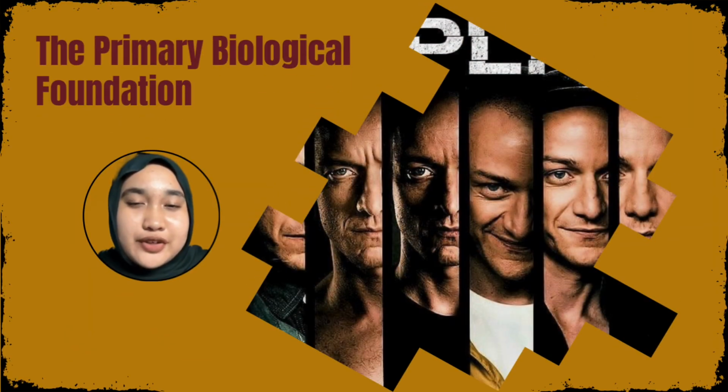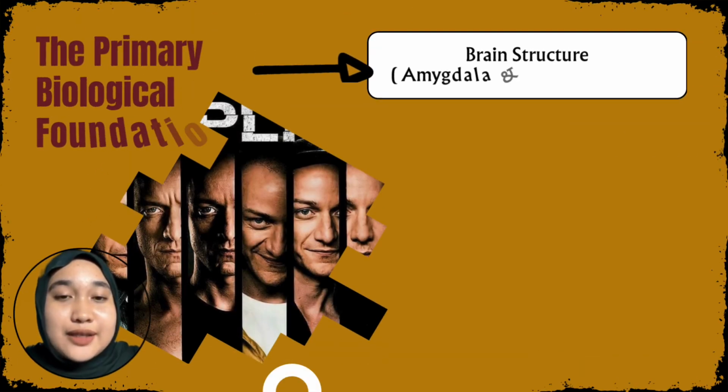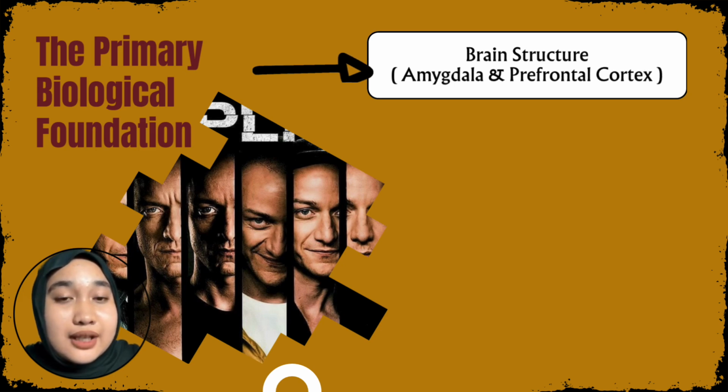Let's move to the primary biological condition. Kevin Wendell Crumb's dissociative identity disorder, which is DID in Split, can be explained by biological factors. First and foremost, key brain areas like the amygdala, which controls emotions and fear, and the prefrontal cortex, which helps with decision-making and self-control, play an important role.